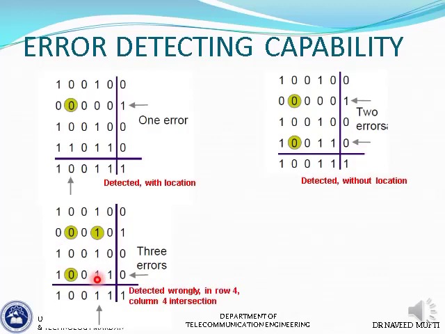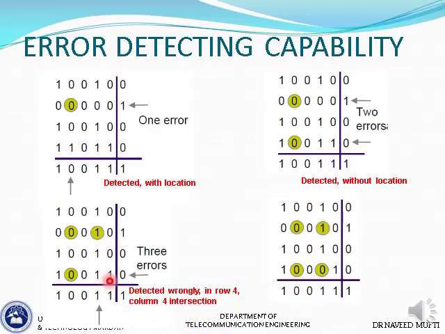So what will happen? It detected wrongly that in row 4 column 4 intersection there is an error. So once it made a wrong decision, it will say, okay, this bit is an error, let me go and change it. So it will change the value of this bit, and now instead of 3 errors we end up with a sequence having 4 errors. So it thinks one bit is in error, so it corrects it, making 4 bits in error.